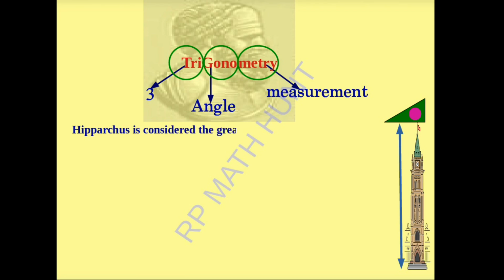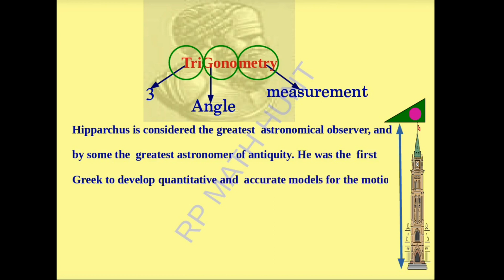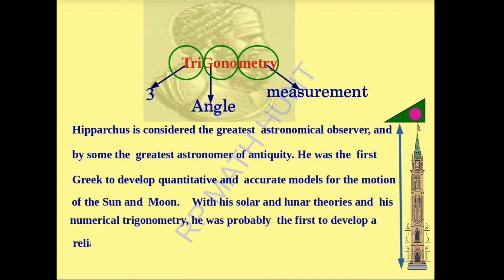Hipparchus is considered the greatest astronomical observer and by some the greatest astronomer of antiquity. He was the first Greek to develop a quantitative and accurate model for the motion of the sun and moon. With his solar and lunar theories and his numerical trigonometry, he was probably the first to develop a reliable method to predict solar eclipses.